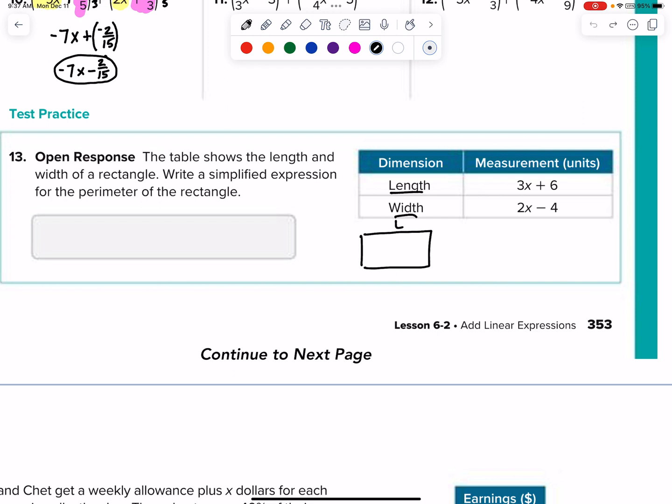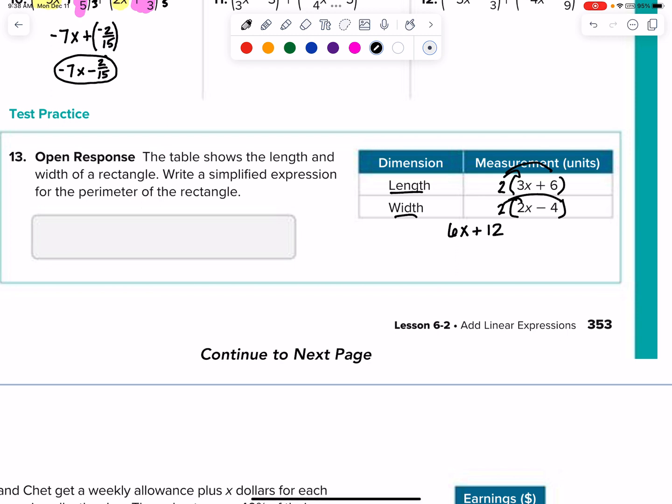Okay. So what's interesting with this is you could just add up a ton of those and do 3x plus 6 plus 3x plus 6 plus 2x minus 4 plus 2x minus 4. Or you could technically do distributing first. You have two of those, and you have two of those. Okay, so however you want to do it, I actually like the distributing because it's a little bit less work. If I take two of my lengths, you can see that I end up with 2 times 3x is 6x plus 2 times 6 is 12.